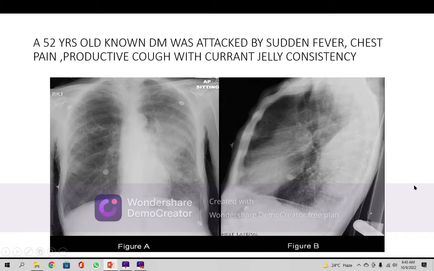Next one was a 52-year-old non-diabetic who was attacked by a sudden fever. It is very, very sudden. It is a dramatic appearance of the fever, chest pain, productive cough with currant jelly consistency sputum, and the duration of the illness is very short.